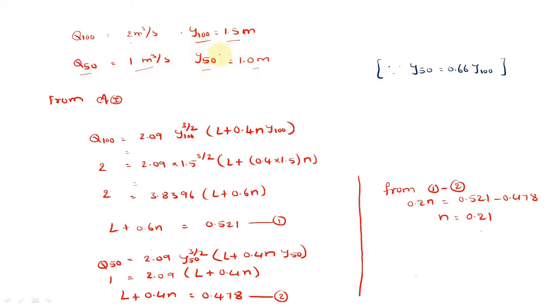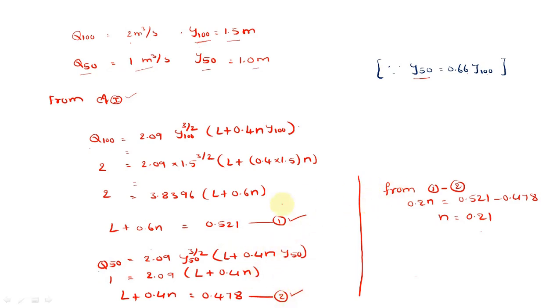How did we get the Y50? Y50 is 1 meter. For the 50% of discharge, it will be 0.66 times Y100, so it is approximately 1 meter. By using equation 1, if you substitute these values Q100 and Y100, you will get equation 1, and by substituting Q50 and Y50, you will get equation 2.